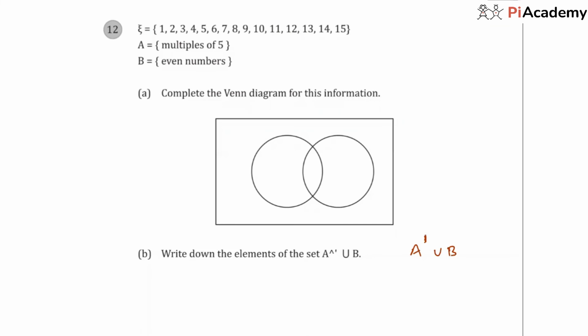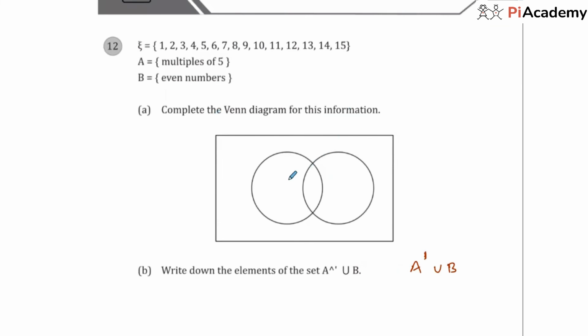Okay, let's complete this. First, complete the Venn diagram for this information. A is multiples of 5. So you have this is A and this is B. Let's first write the common numbers. See, 10 is a common number and it's an even number. So 10 goes here. Multiples of 5 are 5 and 15. And even numbers are 2, 4, 6, 8, 10 is already written, 12, 14.